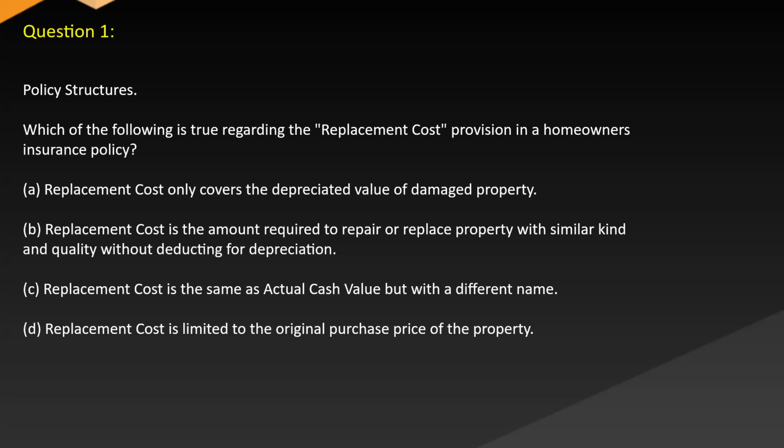Question 1. Policy structures. Which of the following is true regarding the replacement cost provision in a homeowner's insurance policy? A. Replacement cost only covers the depreciated value of damaged property. B. Replacement cost is the amount required to repair or replace property with similar kind and quality without deducting for depreciation. C. Replacement cost is the same as actual cash value but with a different name. D. Replacement cost is limited to the original purchase price of the property.